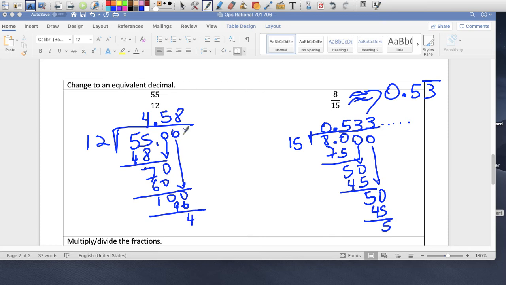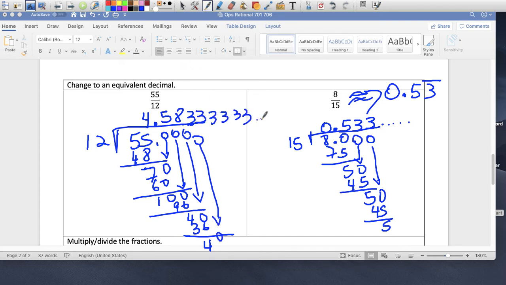4 left over. Let me add another 0. Just keep on going for a little bit more. And 12 goes into 40 3 times, which is 36. Here is my repeating pattern. I'm going to have 4 left over, and if I bring another 0 down, it's going to be 3 again, and etc. So it's going to be 3, 3, 3, 3 forever and ever.